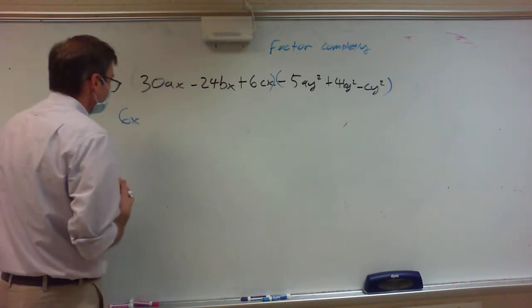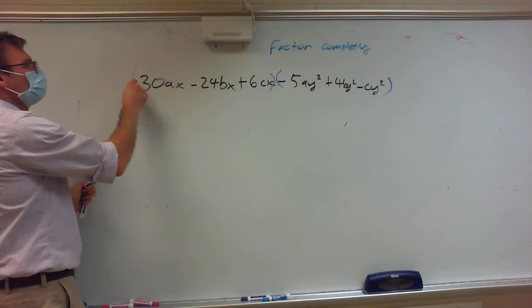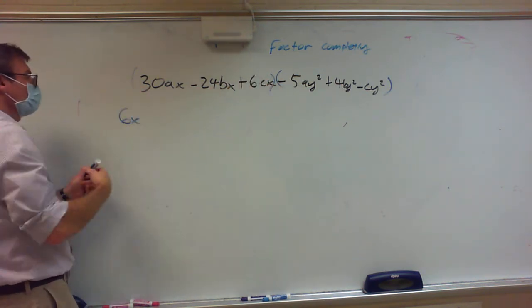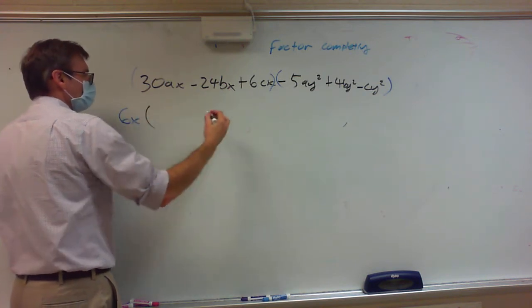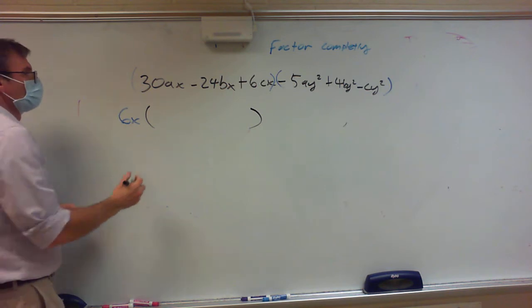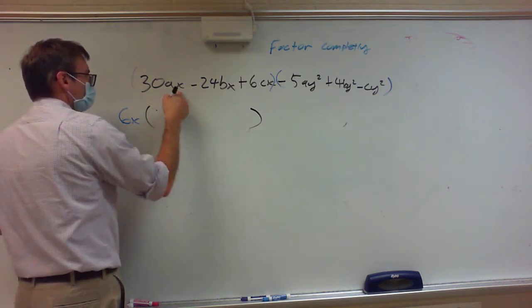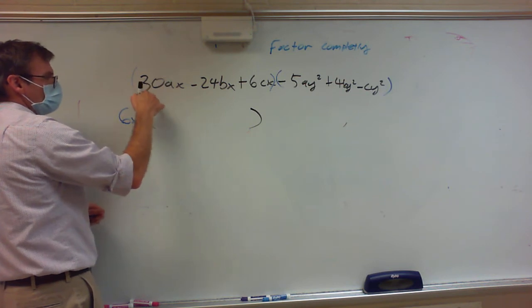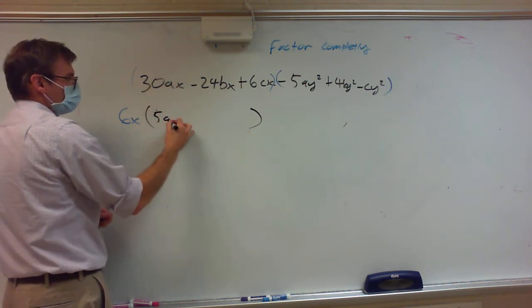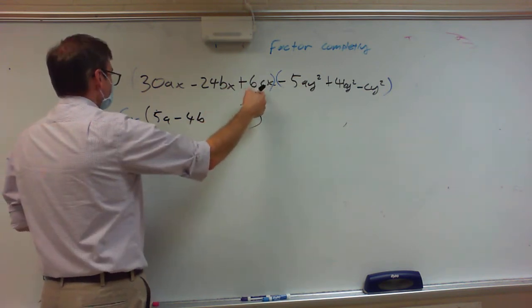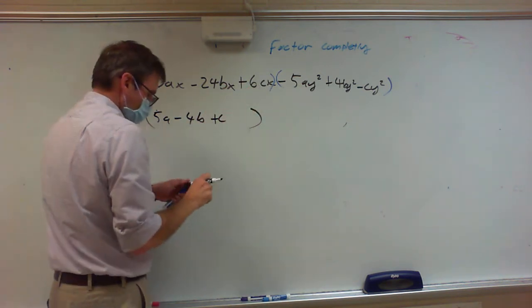Can it be minus 6x? No. I don't want a negative if I don't have to. I'll factor out a negative over here, but I don't want the negative here. So what's left? 5a minus 4b plus c. If I pull the 6, that makes that a 5. The x is gone, so I get an a. I get a 4, and then a b, and a c, and then I get a plus c.